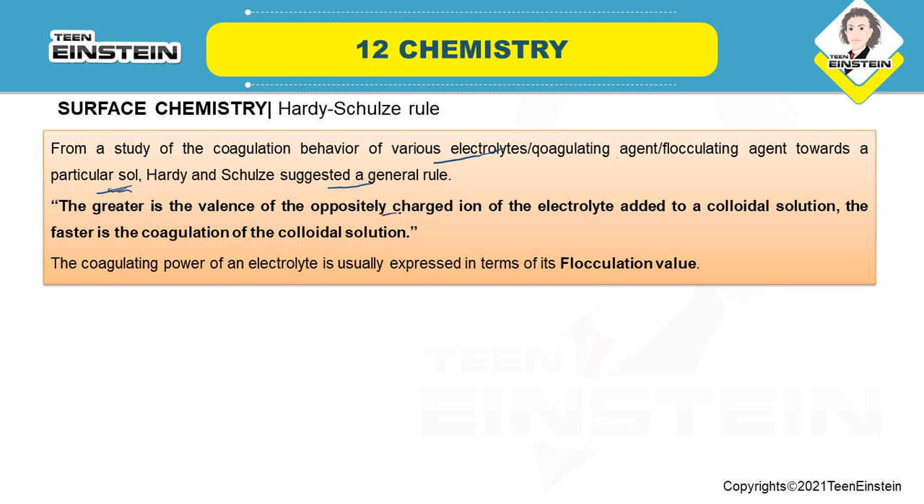The greater the valence of the oppositely charged ion of the electrolyte: if the colloid is negatively charged, then we will consider the cation; if it is positively charged, we will consider the anion of the electrolyte, because in an electrolyte we will have both cation and anion. So the greater the valence of the oppositely charged ion of the electrolyte added to the colloidal solution, the faster the coagulation of the colloidal solution. So we have to check the valency of the opposite ion present in the electrolyte. The coagulating power of an electrolyte is expressed by the term flocculation value.